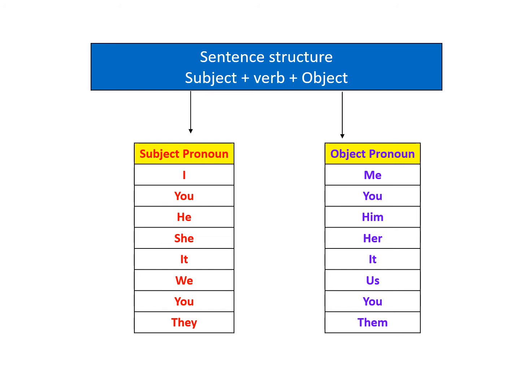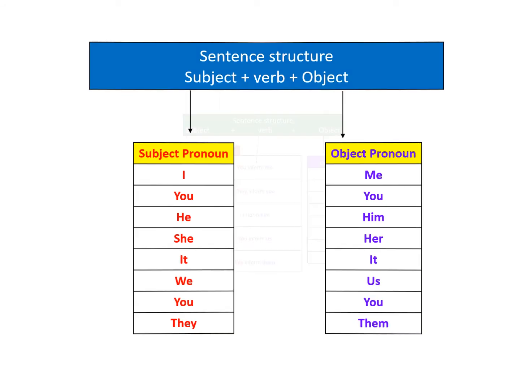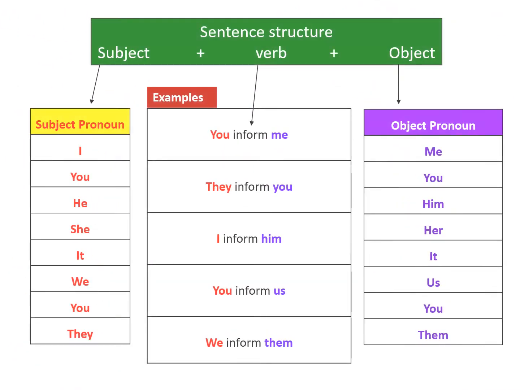It will become it only. We will become us. You will become you only. They will become them in object position. Let us see some examples.